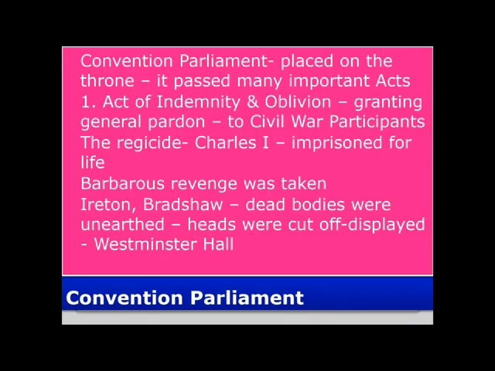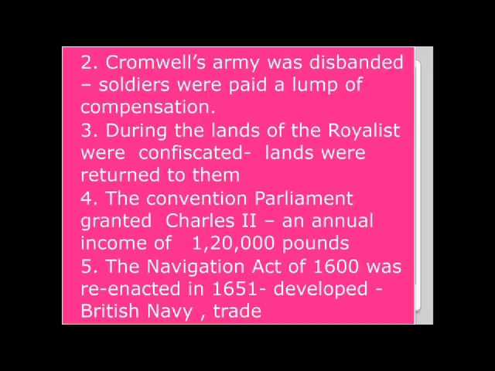So there was the Convention Parliament. The Convention Parliament placed Charles II on the throne. It passed many important acts. The first one is the Act of Indemnity and Oblivion. That is, it granted a general pardon to the participants of the civil war, but those involved in the regicide of Charles I were imprisoned for life. Then barbarous revenge was taken on Ireton and Bradshaw. Their bodies were unearthed and their heads were cut off, and displayed in Westminster Hall. So this was done by the Convention Parliament.